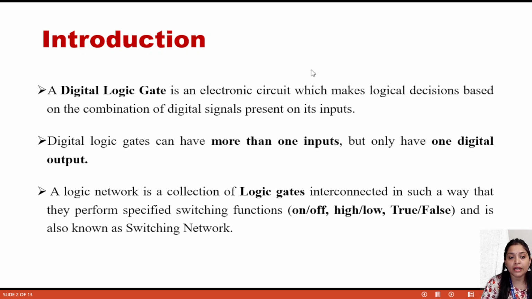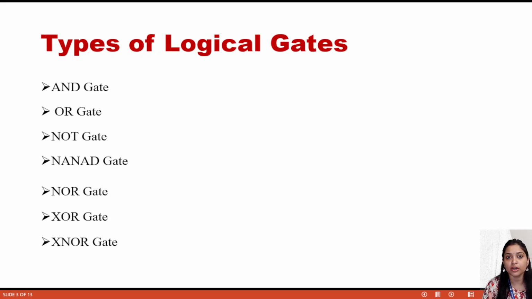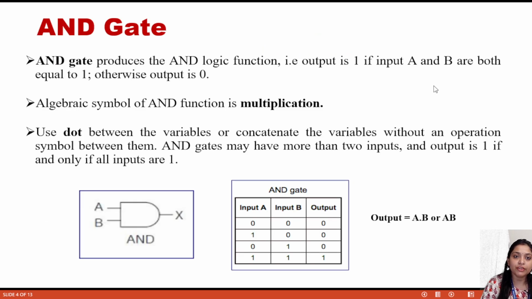The logic network is actually a collection of logic gates interconnected in such a way that it behaves as a switching function, like on off, high low, true false. So which logic gates will we cover today? AND gate, OR gate, NOT gate, NAND gate, NOR gate, XOR gate, and also XNOR gate. Starting with the AND gate.